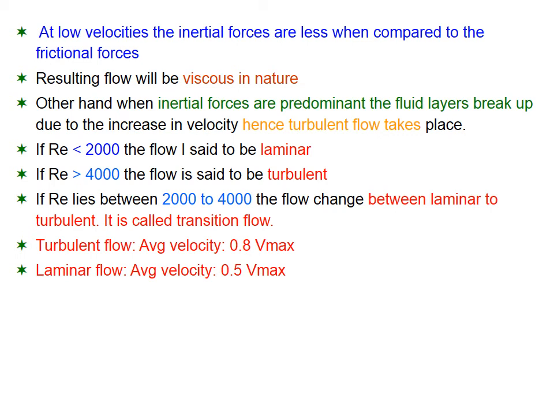If Reynolds number is less than 2000, it is called laminar. If Reynolds number is greater than 4000, the flow is called turbulent. If Reynolds number lies between 2000 to 4000, it is called transition flow. Average velocity of turbulent flow is 0.8 maximum velocity, and laminar flow average velocity is 0.5 maximum velocity.